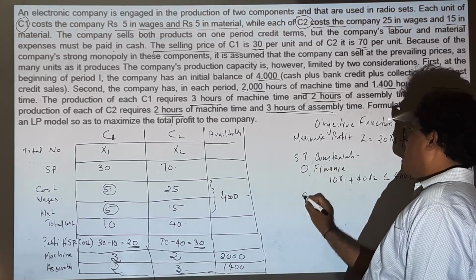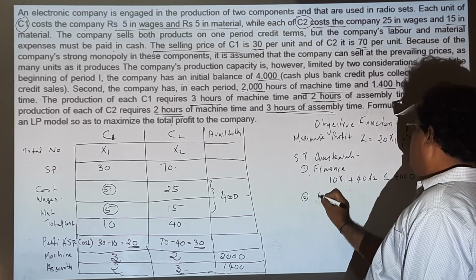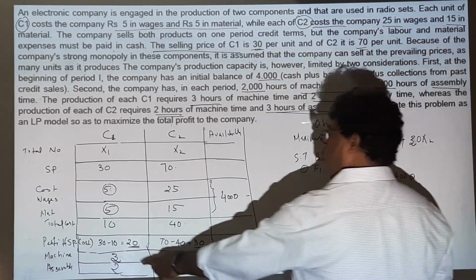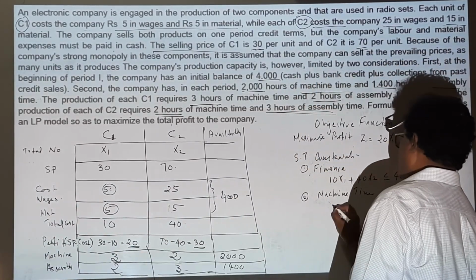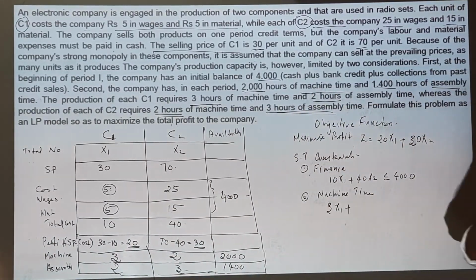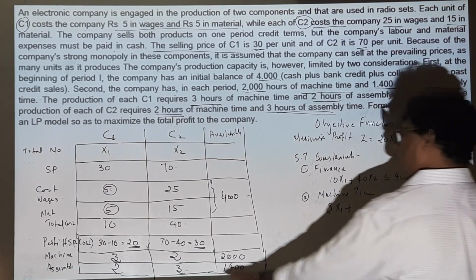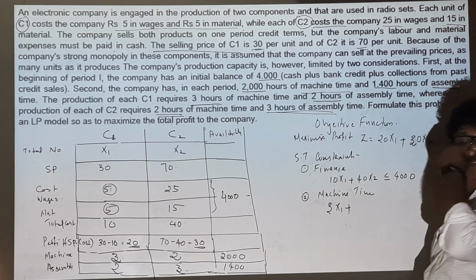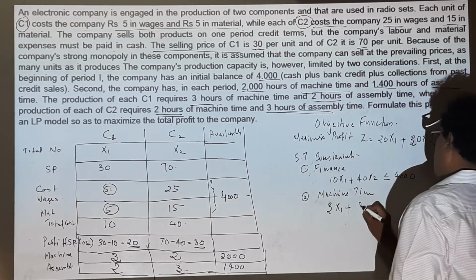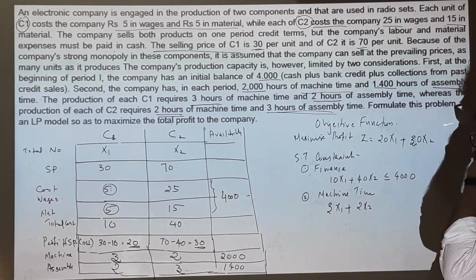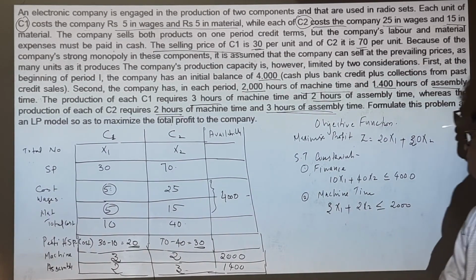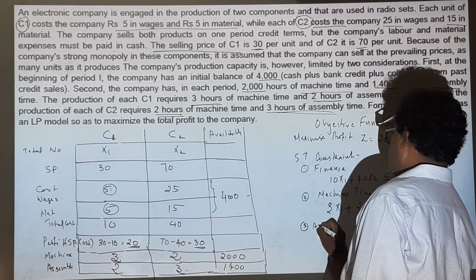Next constraint is the machine time constraint. What is the machine time constraint? 1 unit of C1 requires 3 hours. So 3 into x1 hours required to manufacture x1 units of C1. And here we have 2 hours required to manufacture 1 unit of C2. So the total number of units is x2. So 2 into x2. And what is the total available time? 2000 hours.